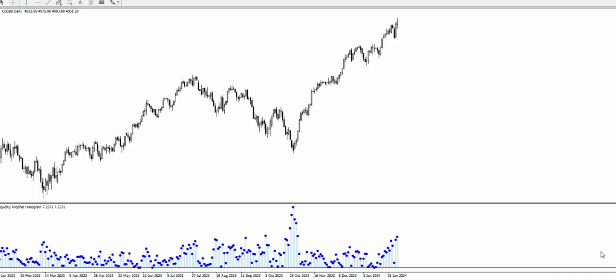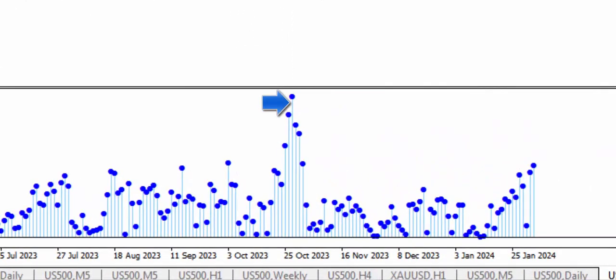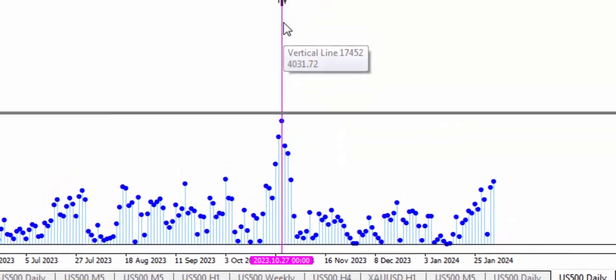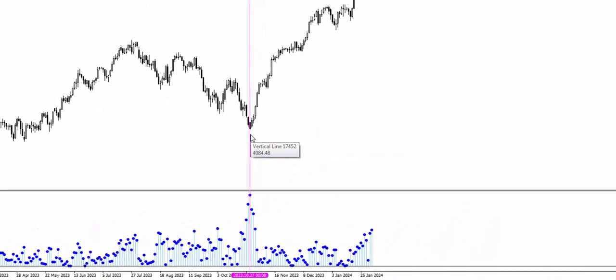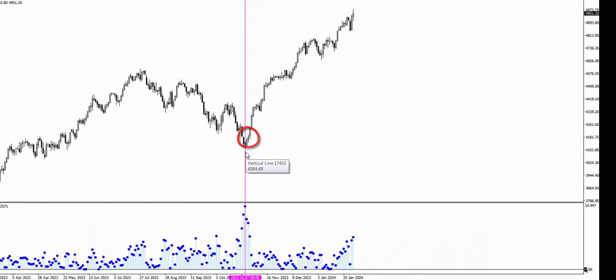So let's have a look, now that we've got the indicator on the chart, what's actually happening. We can see that we had a very high level of liquidity generated on the 27th of 10, 2023. And in fact, that was the largest liquidity that had been generated for ages. And that would have told you that perhaps this move to the downside had ended. And in fact, you could have traded all the way up based upon that.